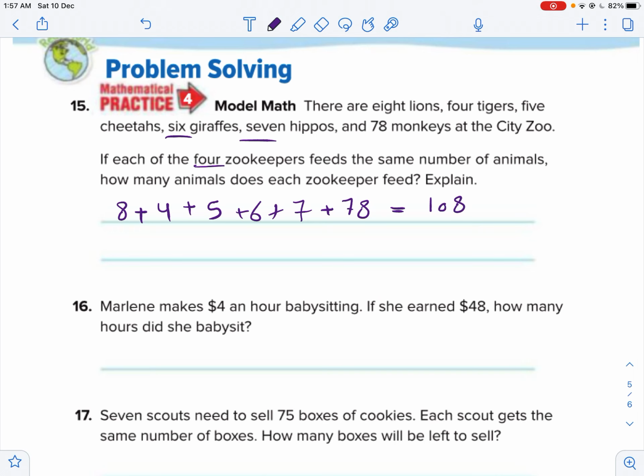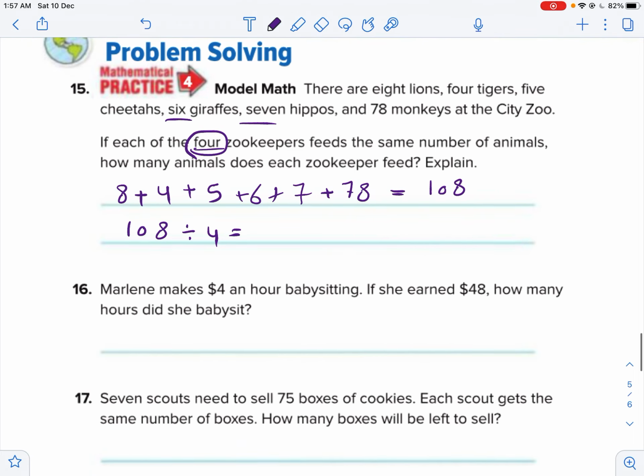So this is the total number of the animals. So now we will take the total number of the animals, 108. We will divide that over 4, which is the number of the zookeepers. And let's try to do that by the method that we just learned.